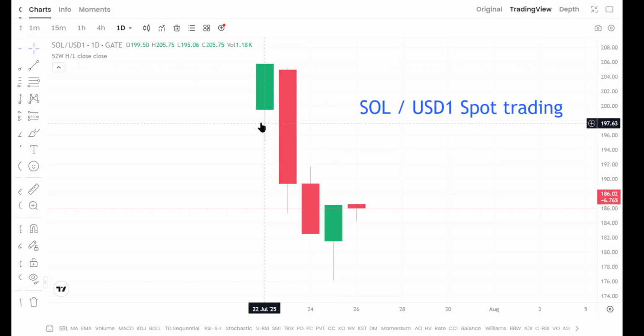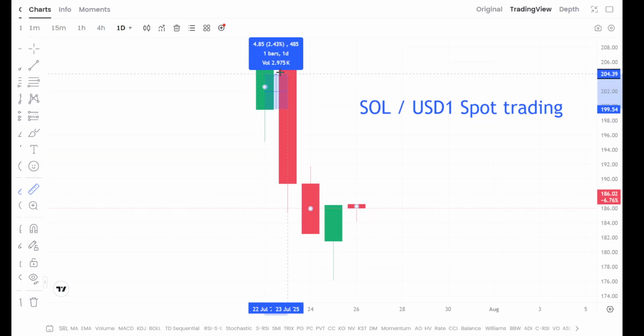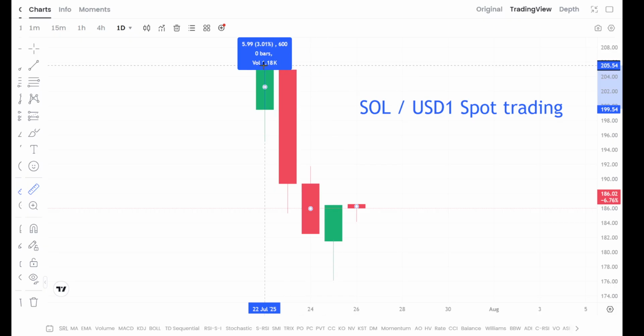You can see the first day, on 22 July, the market price of Solana was open at 199.54 USD1, and the market price went up and was closed at 205.6 USD1. The market price of Solana has increased by 6 USD1. It is 0.04%, and 606 USD1 was the profit. And in this one day, 1.18 thousand Solana has been traded.